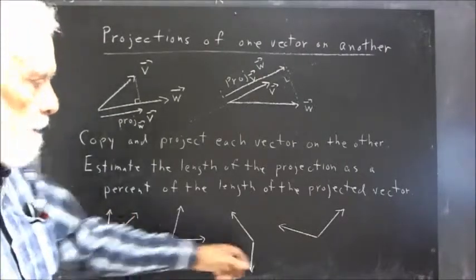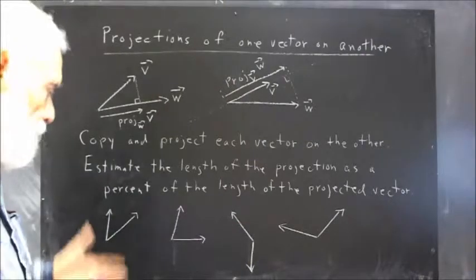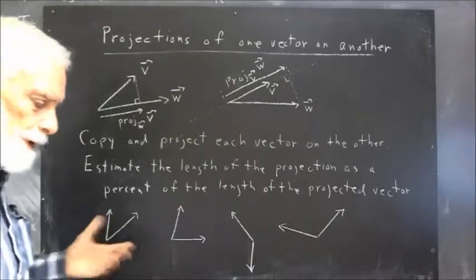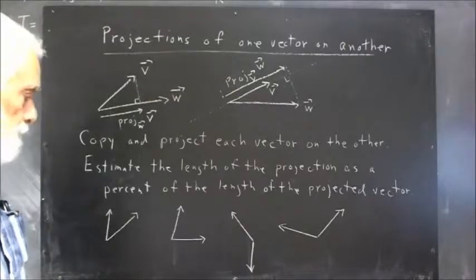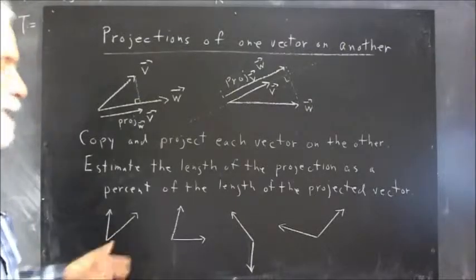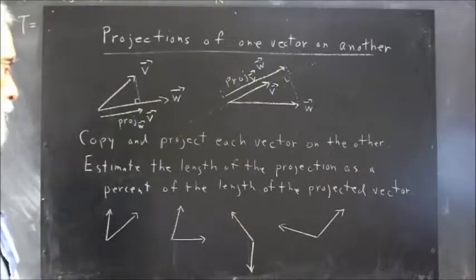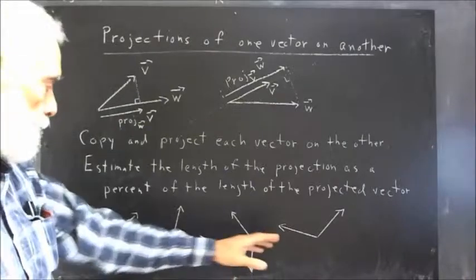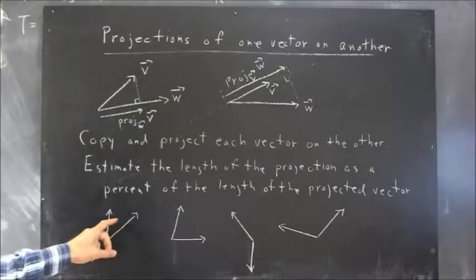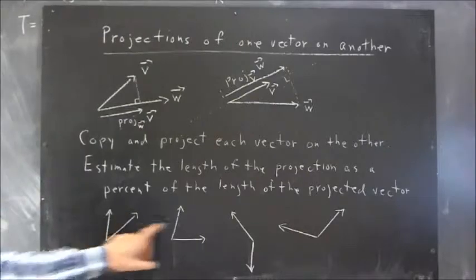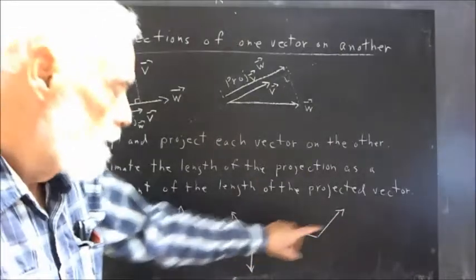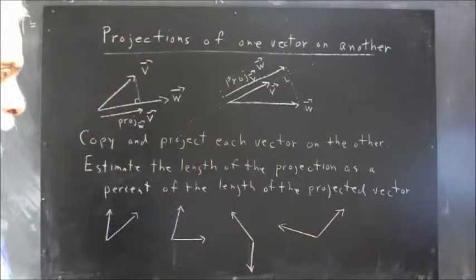So I want you to do that, and I want you to just submit a submit work form with those results, for the 2 projections on the first, second, third, and fourth sets of vectors.